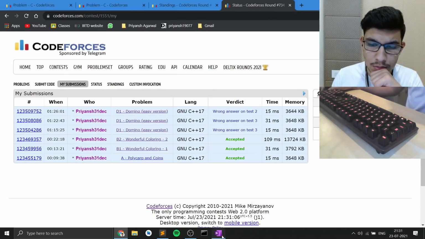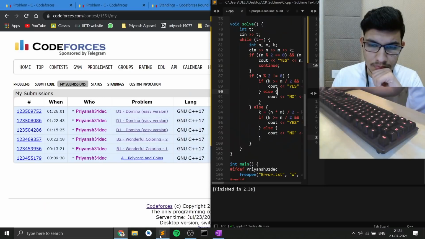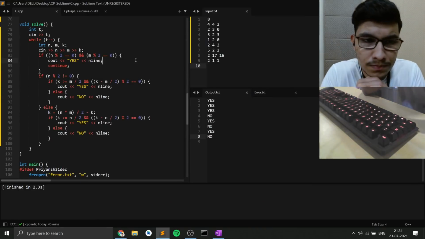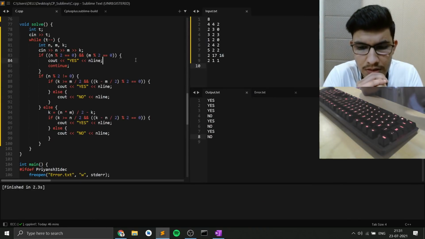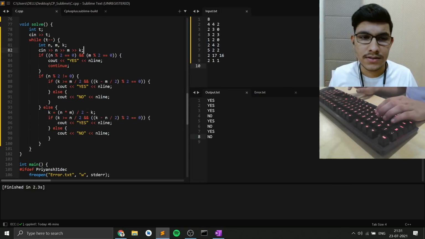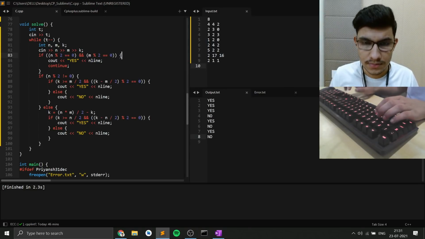Wrong answer on test 2. So if both of them are even, then is it necessary that... okay, it is actually necessary that k also has to be even in this case.